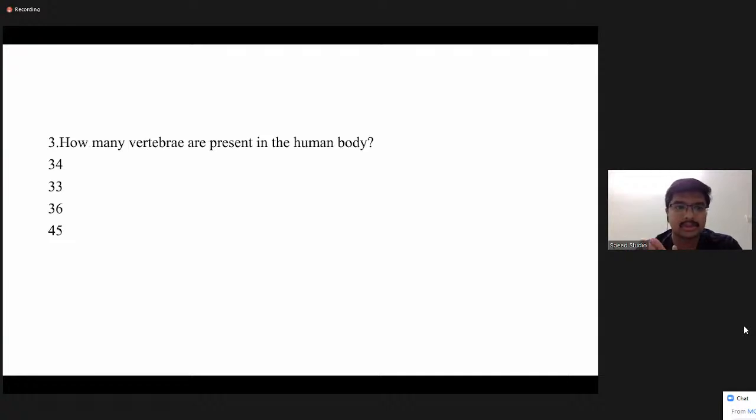Next, moving to the next question will be, how many vertebrae are present in the human body? This is also another anatomical question which plays an important role towards orthodontics.